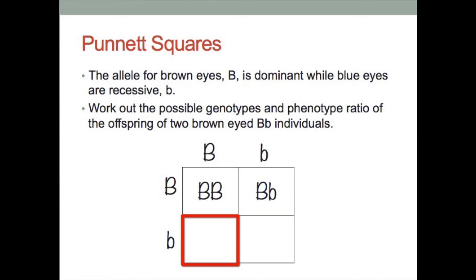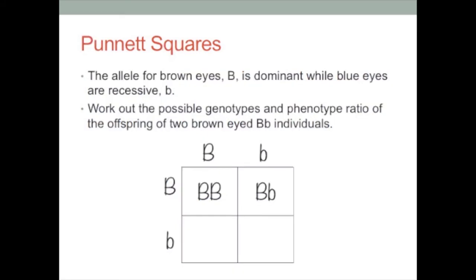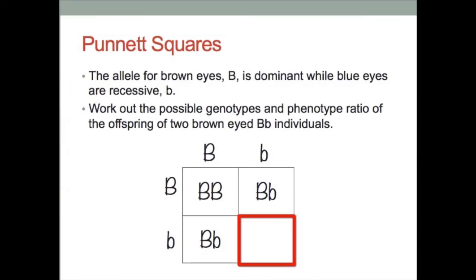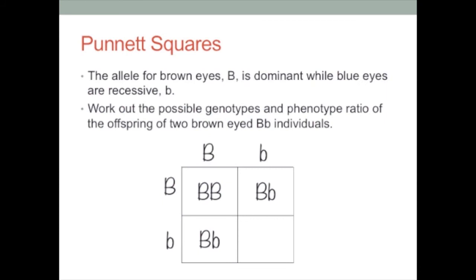We then carry on and do the same for the bottom row, so we have a little b from the right and a big B from the top. So this gives us big B, little b. And then for the last square, we have a little b from the left and a little b from the top. So combining these, we get little b, little b. So those are our genotypes.